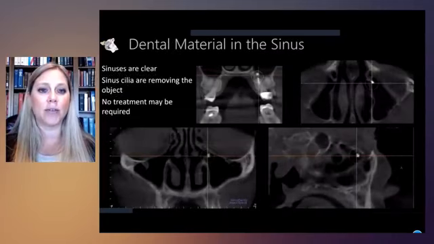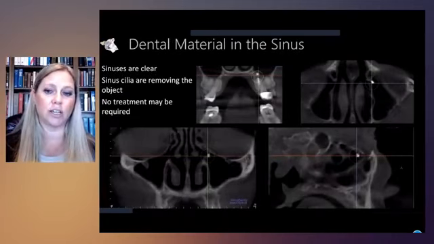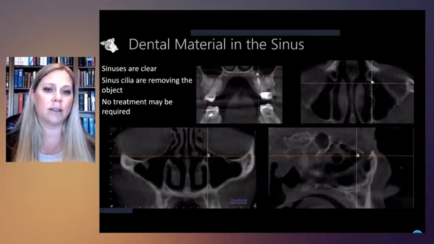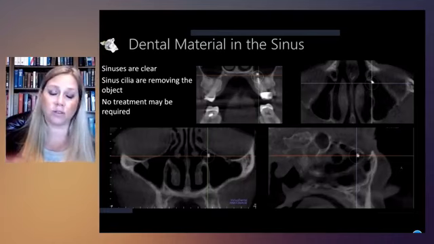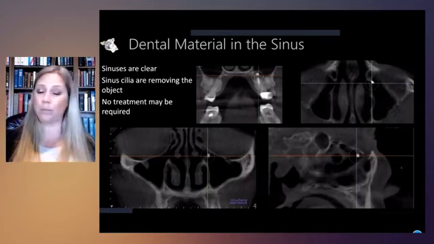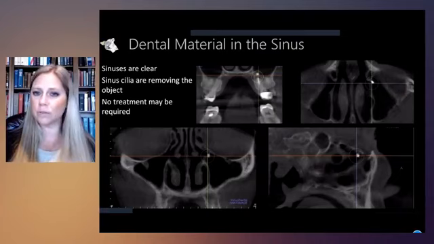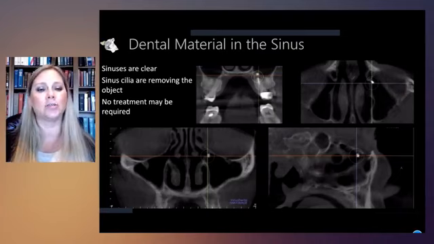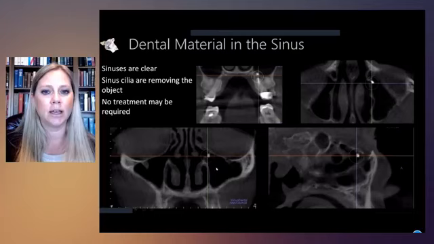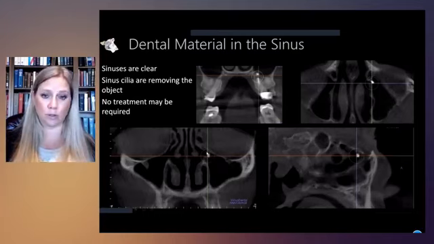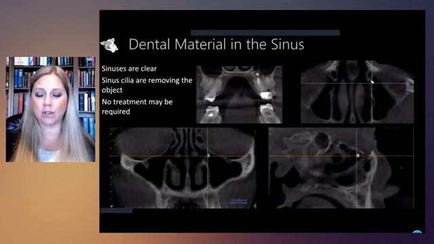Here we have dental material, I should say, probably endodontic material, that is working its way out of the sinus. So the cilia of the sinus work beautifully to remove as many entities as they can out of the sinus. And so here we can see that eventually the dental material will be removed out through the drainage pathways and discarded or swallowed.